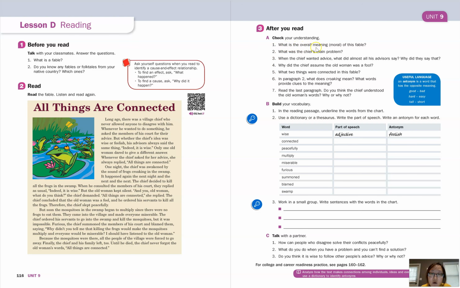For example, what is the overall meaning or moral of this fable? You don't have to say, the overall meaning of this fable is, that's called restating. You don't have to do that for this one because the overall meaning is going to be a sentence anyway, so you can just write the meaning or the moral. So just use your judgment, and if you think that it's good to restate the question, you can do that. If not, you can just make a complete sentence. Okay, so pause the video and continue when you're finished.